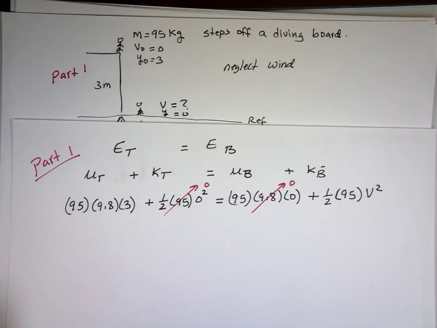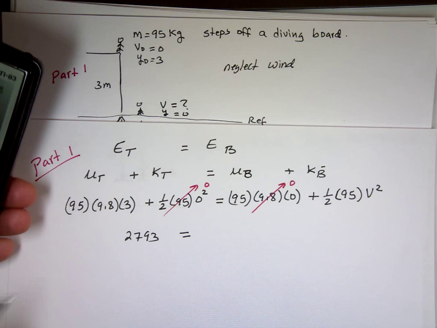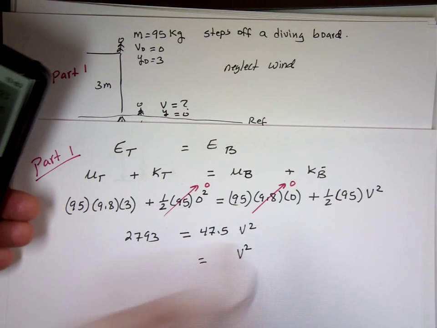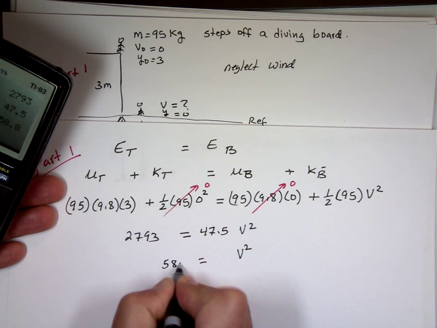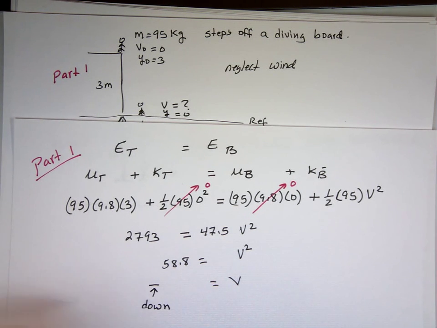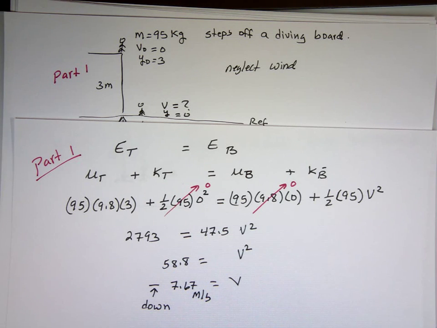So let's see what we have. 95 times 9.8 times 3 is 2793, which equals 47.5 v squared. Can we get what v squared equals? v squared is 58.8, which means the speed before he hits the water. We know it's coming down, so I can put a minus to indicate that it's coming down, but the value is 7.67 meters per second. That's the velocity of the person before he hits the water.